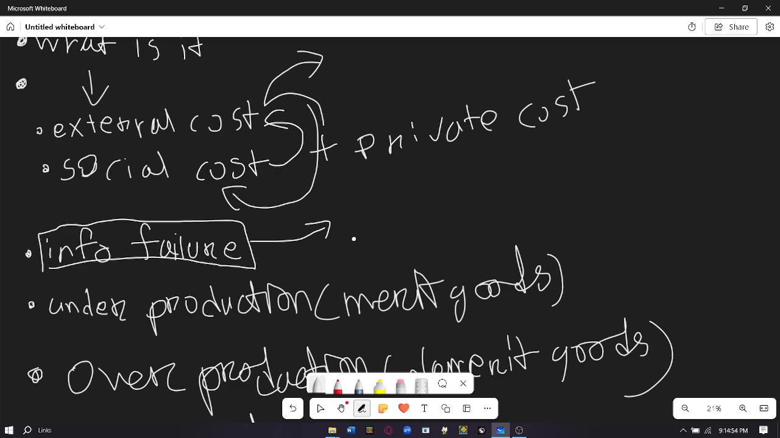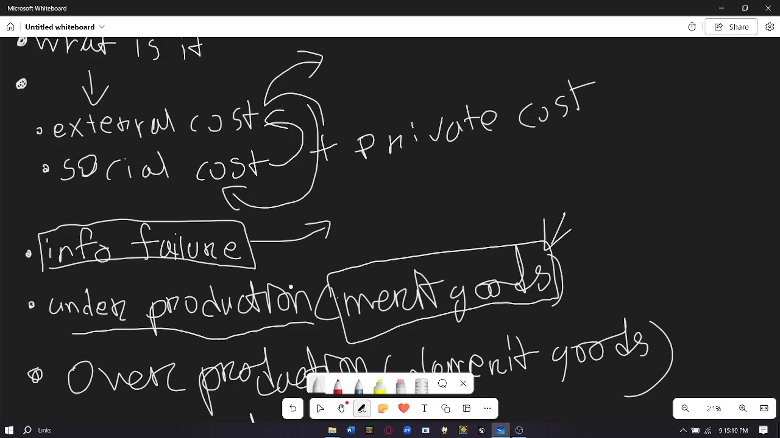Underproduction of merit goods. So, what are merit goods? Merit goods are basically items that are beneficial, as recommended by the government. The government recommends these specific items because they're good for you, like education or health. Underproduction of this usually happens when people are manipulated into thinking that they're bad. For example, someone like Andrew Tate, right? You have Andrew Tate here, right?